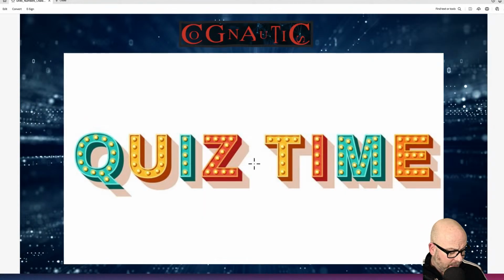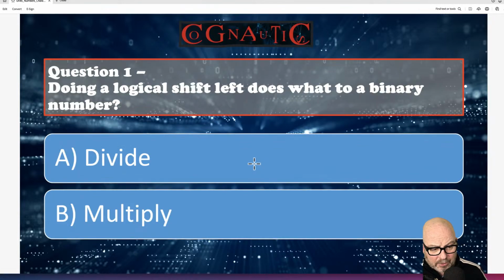Let's do a little bit of a quiz and see how we do with this. Fingers on the buzzers, please. Apart from the fact you haven't got any buzzers, doing a logical shift left does what to a binary number? Answers in the comments, please.